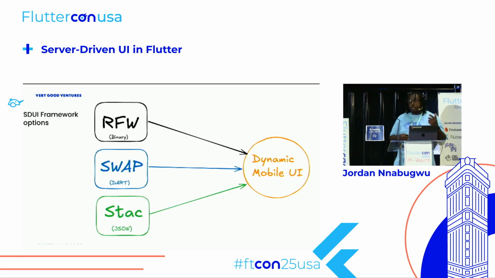So we're going to talk about three server-driven UI frameworks. RFW stands for Remote Flutter Widgets. And then Mirai is a Dart layer onto remote Flutter widgets. And then Stac is its own framework that's JSON-based. Personally, Stac is my favorite, but we'll get into that. And all of them lead to basically dynamic mobile UI.